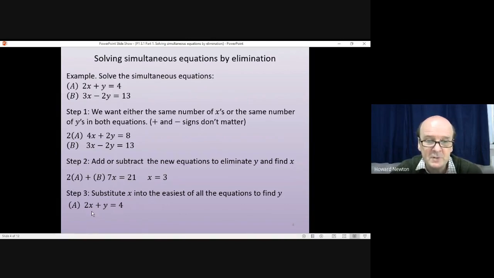2x becomes 2 3's, 2 3's are 6, so we'll have 6 plus y is 4. That means y is 4 take away 6, and y equals minus 2. And that's it done. So the answer would be x is 3, y is minus 2.